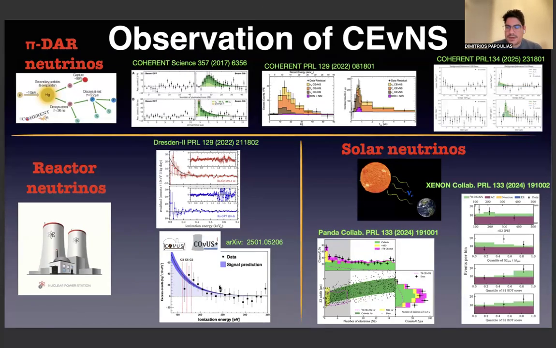Moreover, at the end of last year, at the end of 2024, this process was observed also through solar neutrinos, solar boron-8 neutrinos, by two direct dark matter detection experiments, the PandaX-4T collaboration and the XENONnT collaboration.